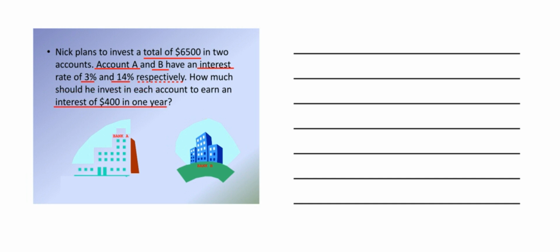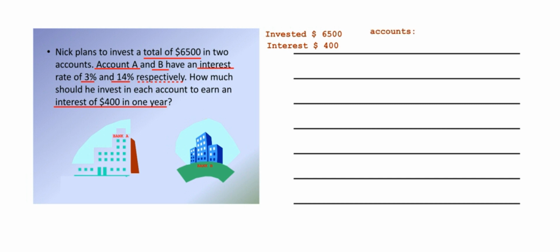So the interest that we're looking to earn is $400 in 1 year. So let's talk about first the invested. There was a total of $6,500 invested. And let's also realize that the total interest we desire to earn is $400, or at least for Nick.